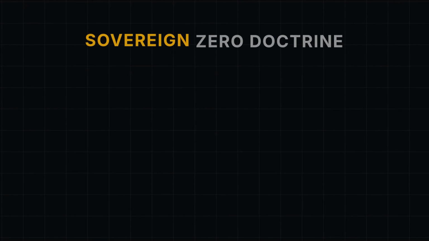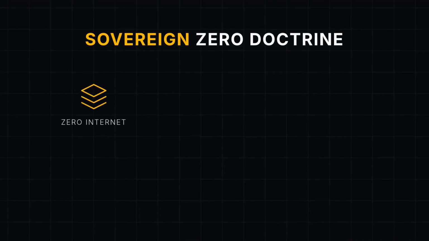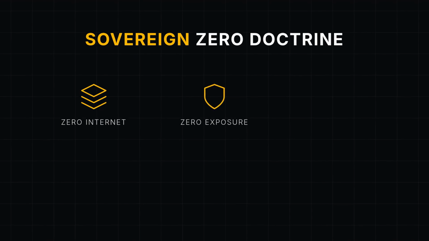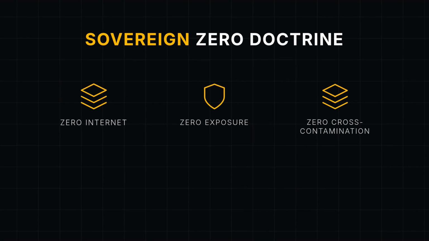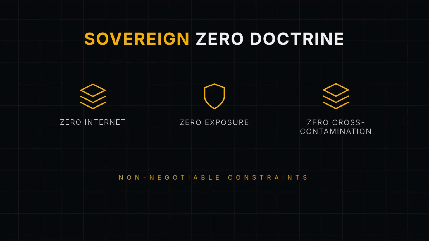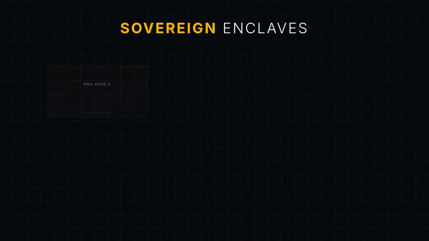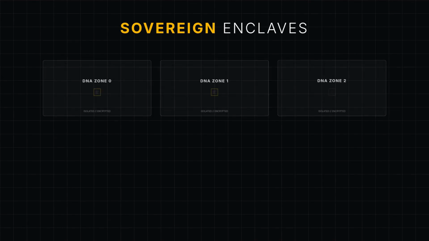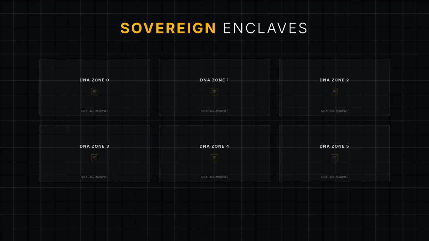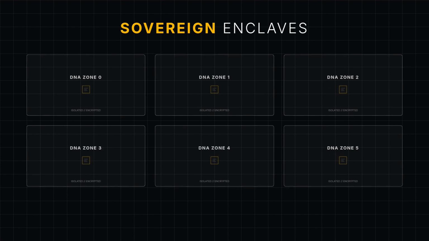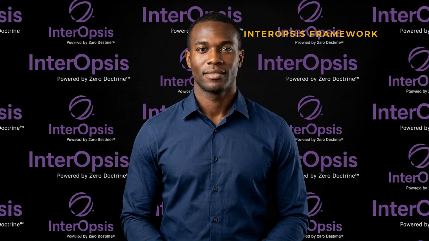Zero Doctrine is a sovereign cybersecurity doctrine built on three non-negotiable pillars: zero internet, zero exposure, and zero cross-contamination. This is not guidance, these are constraints. If a system cannot operate within those constraints, it is not secure. Instead of protecting systems connected to hostile terrain, we remove dependency on that terrain entirely. Sensitive operations are executed inside sovereign enclaves, isolated controlled environments where access, execution, and data movement are governed at the architectural level. The Interopsis framework operationalizes the doctrine.